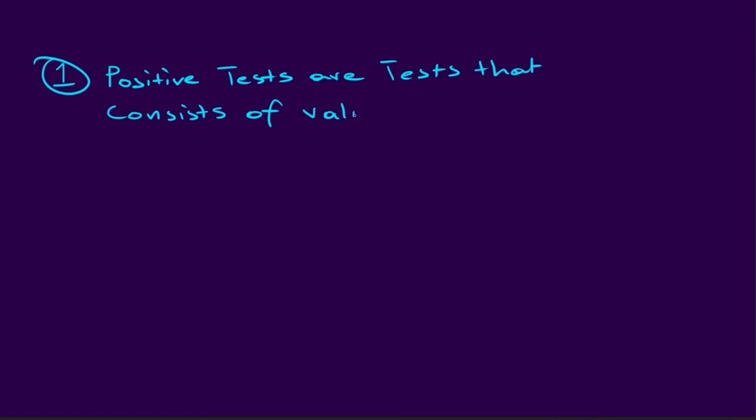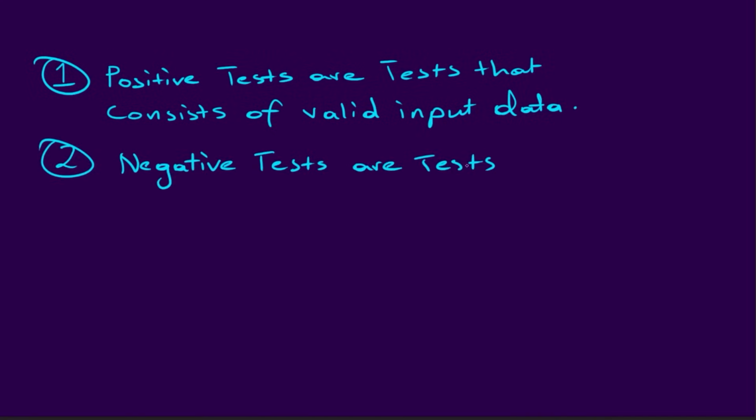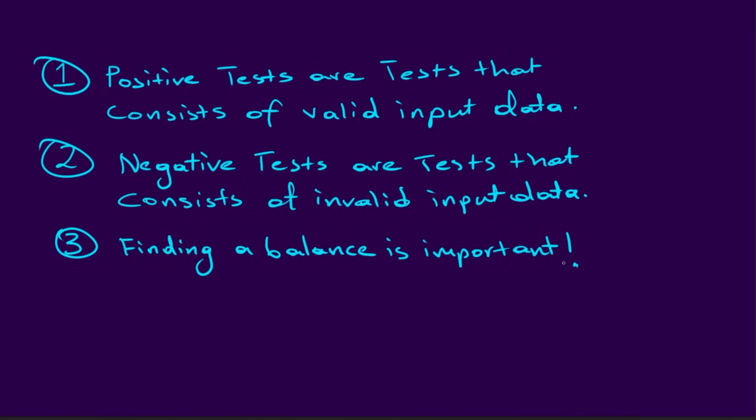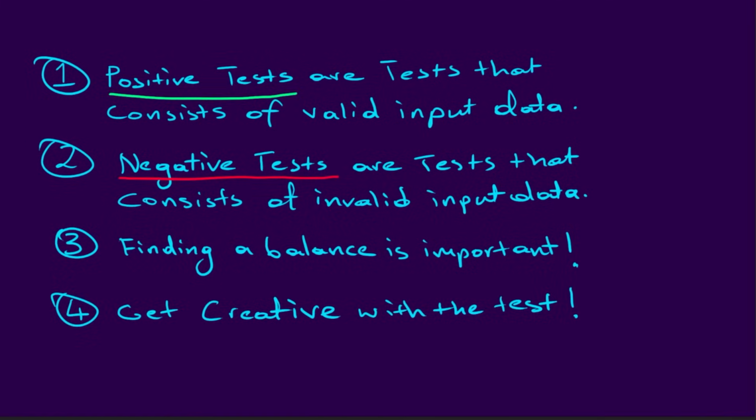To wrap up our video, let's summarize what we have learned regarding positive and negative testing. 1. Positive tests are tests that consist of valid input data. They are there to make sure the application can accept the data it's supposed to accept. 2. Negative tests are tests that consist of invalid input data. The negative tests are there to make sure the application's validations work as intended. 3. Finding a balance is important between positive and negative testing. Usually there should be more negative tests rather than positive tests. 4. Get creative with combining positive and negative tests to make sure you have covered possible use cases or edge cases.